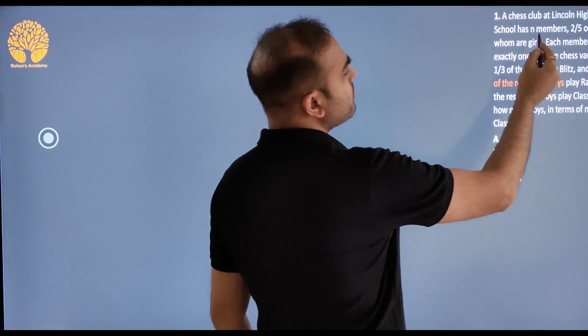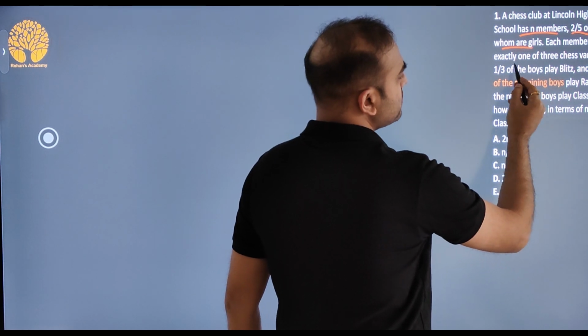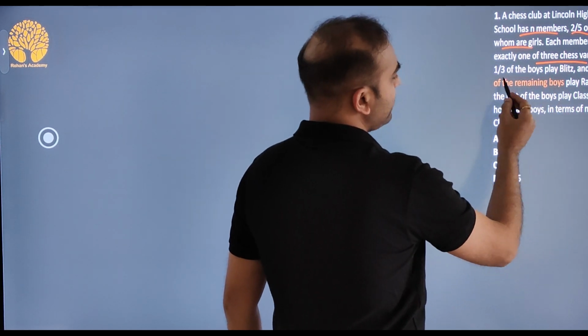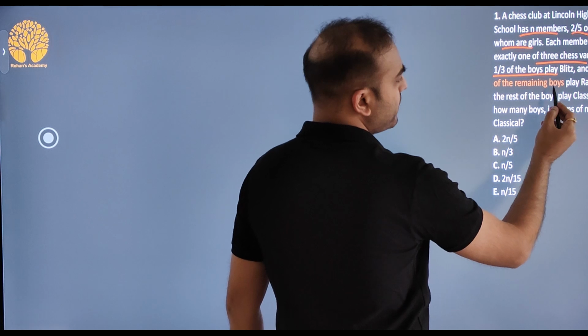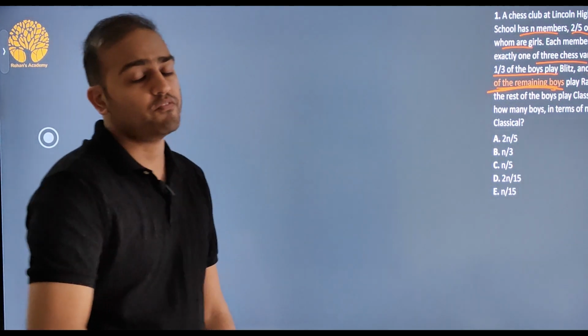An interesting question. The club has n members. 2/5 are girls. They play one of the three chess variants. 1/3 of the boys play blitz. 5/6 of the remaining boys play rapid. Okay, this is very important.